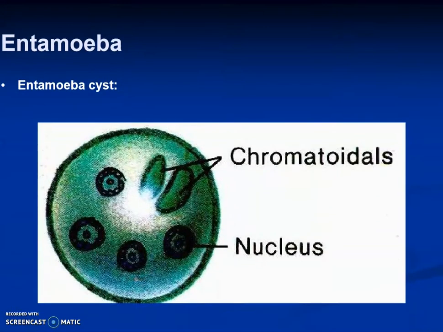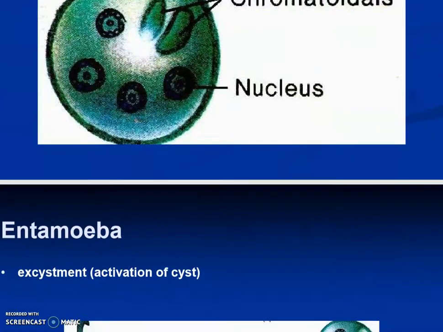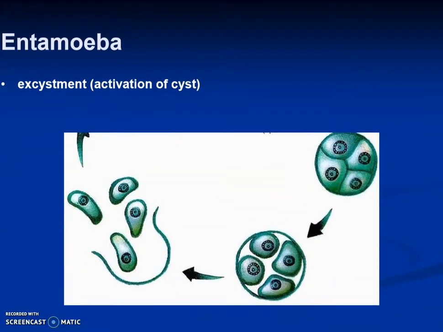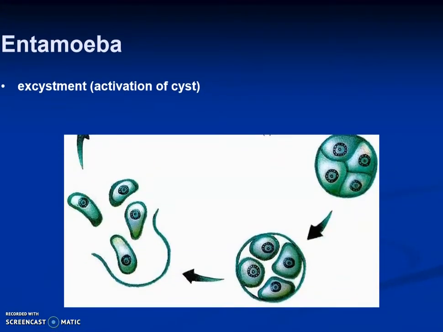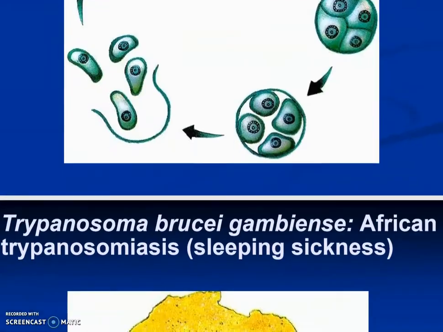So here would be the Entamoeba cyst. The survival form, it kind of resembles the spores of bacteria. And here we have the activation of a cyst. So the cells are breaking open and returning into the actively reproducing forms.